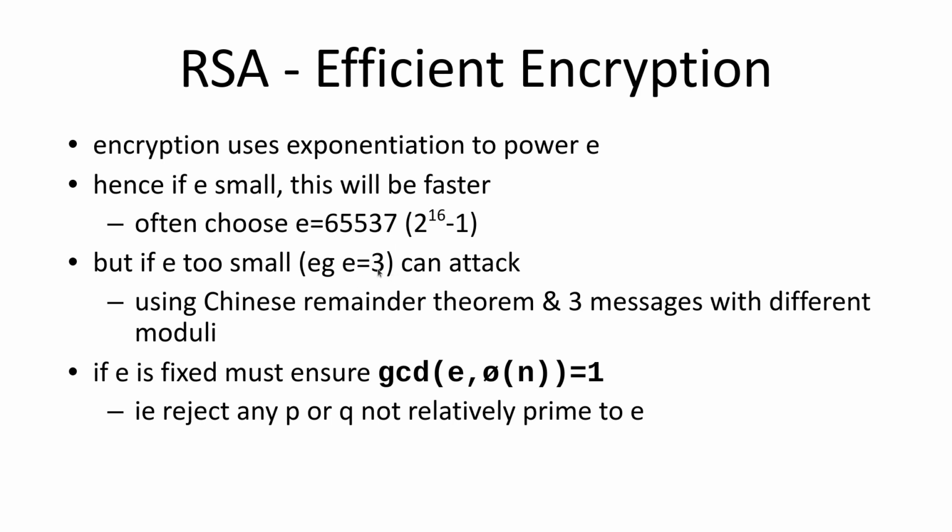Okay, if you take e equal to 3, the attacks are possible, and it will be easy using the Chinese remainder theorem or any other theorem to attack the RSA algorithm. When e is fixed, we should ensure that there is an inverse, and p and q should be relatively prime. That is, reject any p or q not relatively prime to e. So whenever you choose the numbers, we should check that p and q are relative primes.